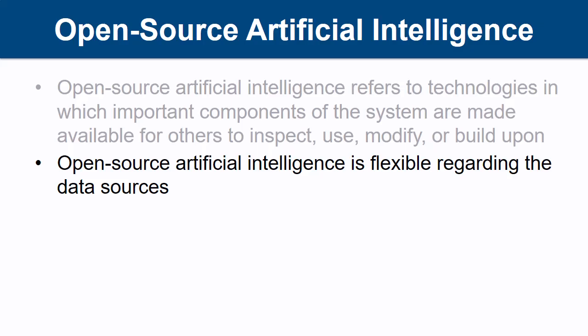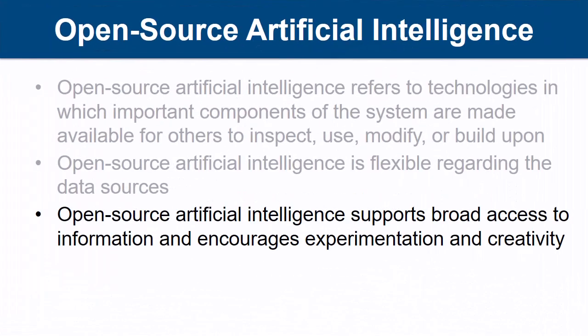For emergency managers, the important concept is flexibility. Open approaches can allow organizations to adapt AI tools to their particular needs. A state emergency management agency, university, nonprofit organization, or local government might customize an AI application for hazards affecting its community. Open approaches can also support broad access to information and encourage experimentation and creativity.